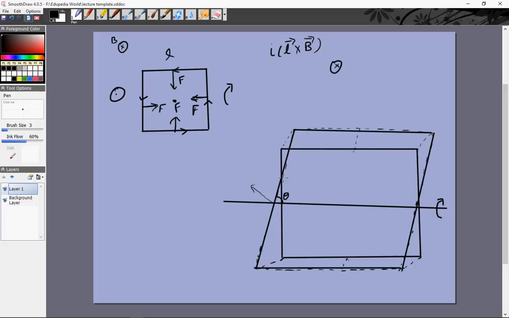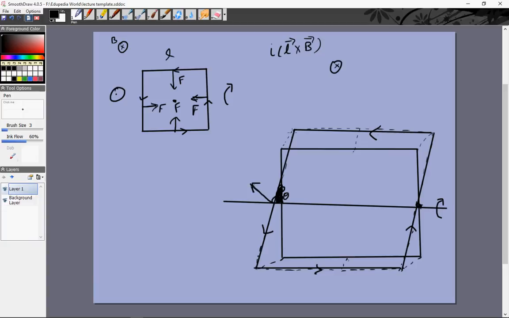This should be intersecting at this point. I didn't draw the figure properly, sorry. These both should be the midpoints. Right? So we'll try to calculate the torque on this loop. So this is the direction of current. Right? This will be the direction of the area vector.